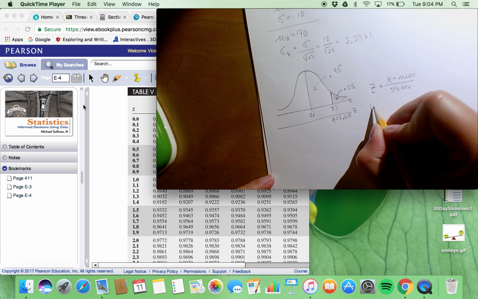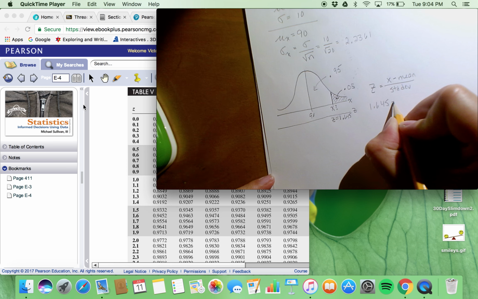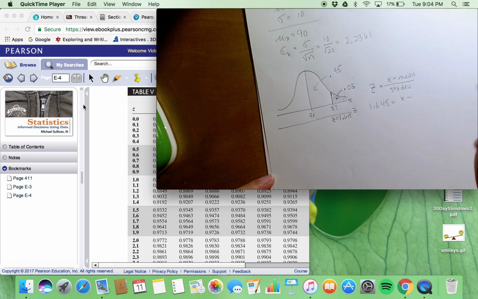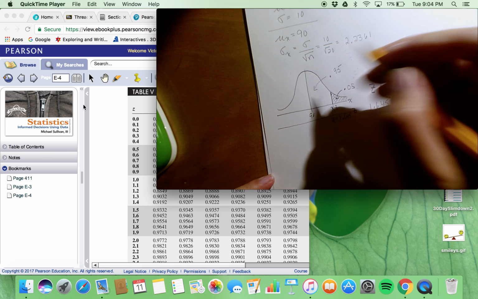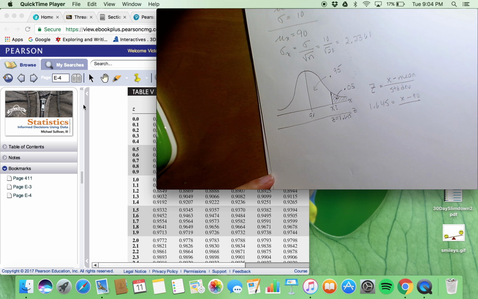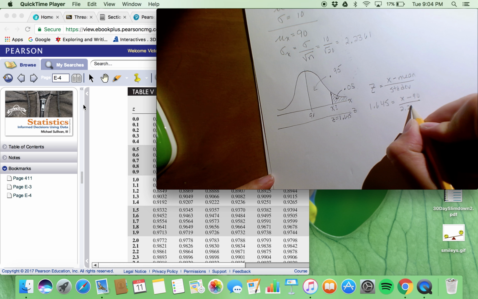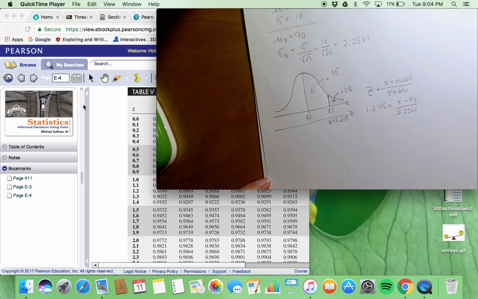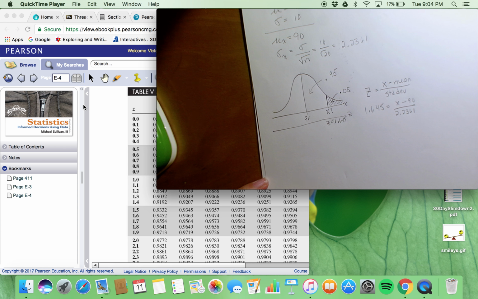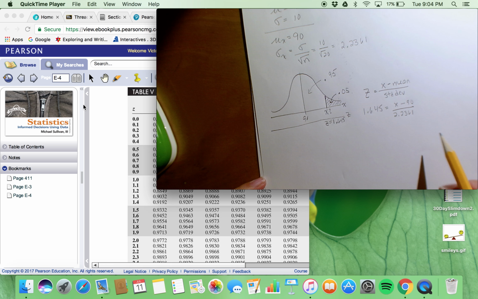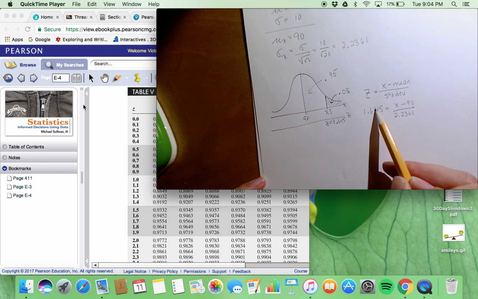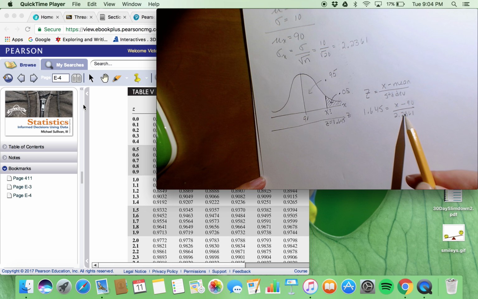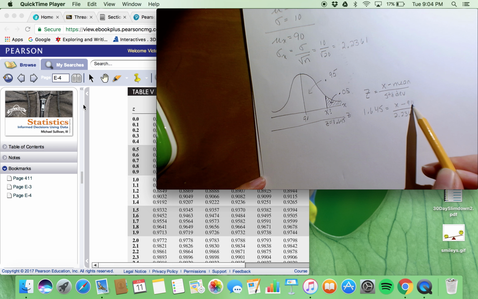So now I know 1.645 is x minus my mean, which is 90 for my sampling distribution, over the standard deviation, which is 2.2361. And I will solve for x. I think from here you might be able to take it. If you have any trouble with solving this, just let me know. You're just going to multiply by 2.2361 to get that cleared in the denominator, and then add your 90, and you should have your x score.